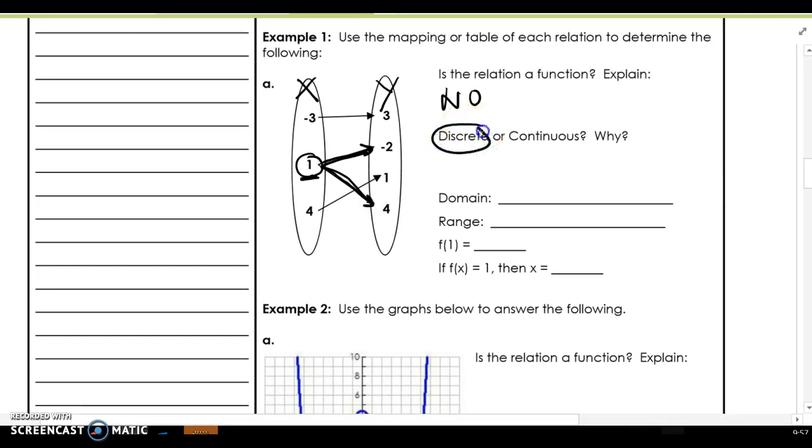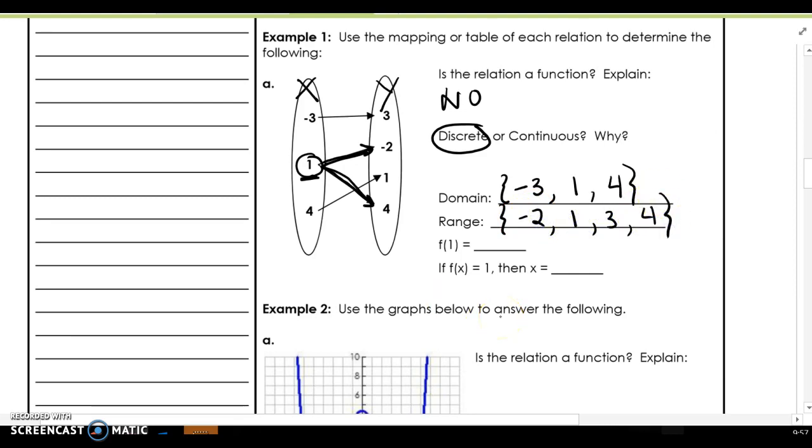This is discrete data because these are points only. The points are (-3, 3), (1, -2), (1, 4), (4, 1). Those are 4 points, 4 distinct points. So we would just list the domain from least to greatest. The domain are the inputs, -3, 1, and 4, the x values. The range are the outputs, and least to greatest, it would be -2, 1, 3, and 4.